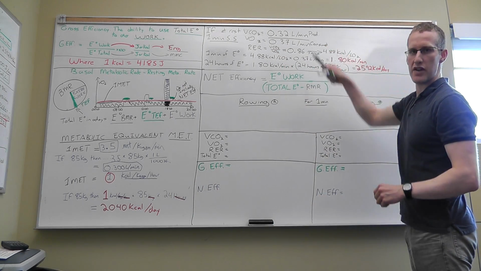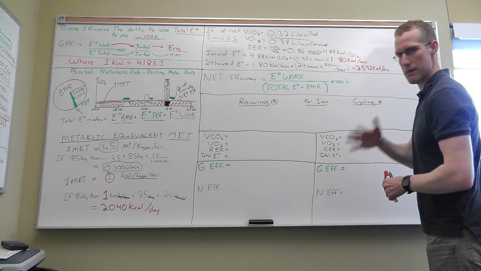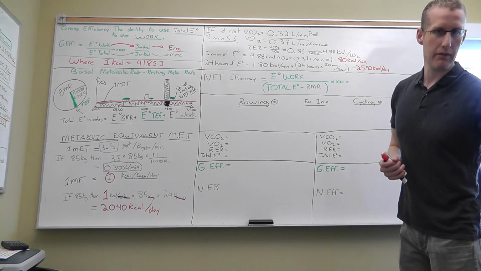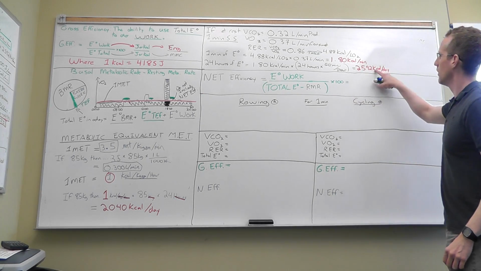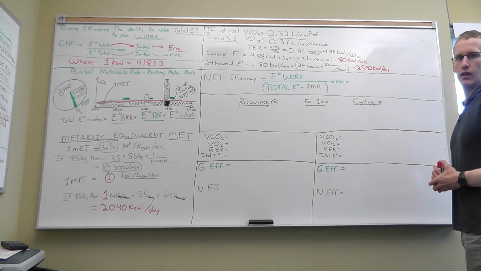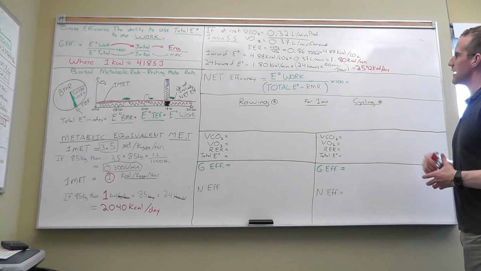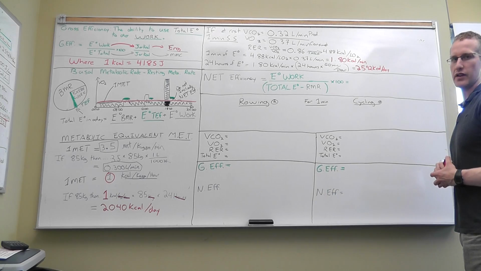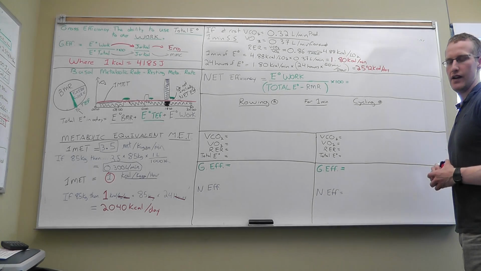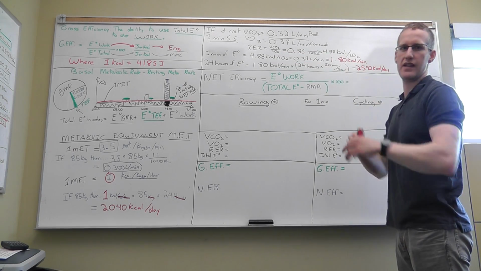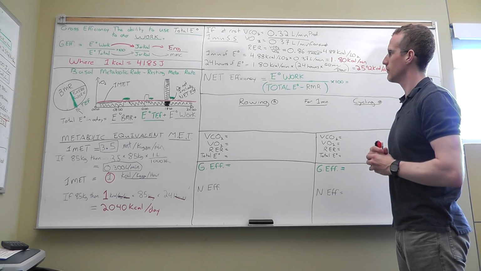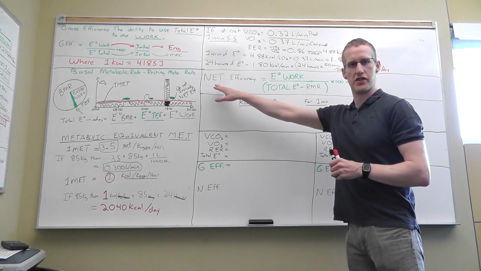Now that we've actually measured what their metabolism is doing, and we've consulted an RER table, we can see that they need to consume at least 2,592 kilocalories a day just to maintain their body functions. So let's review the net efficiency equation quickly.